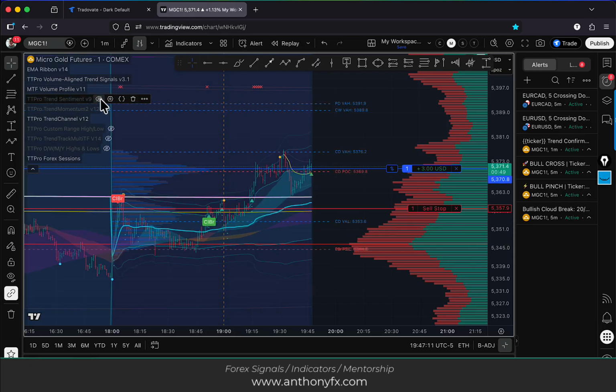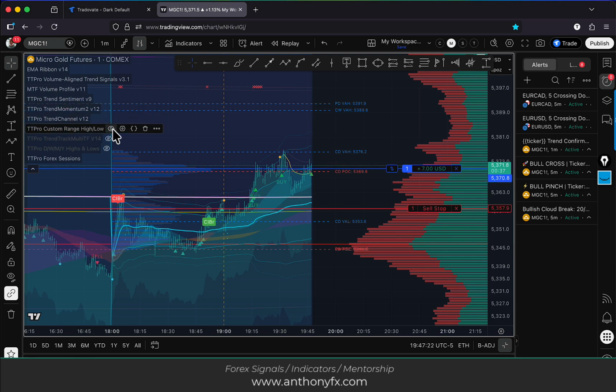Okay, so we'll just bring everything on. See if we get another buy signal. That will help confirm the strength. Trend momentum 2. Custom range.